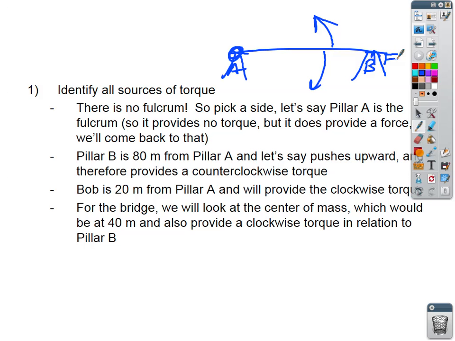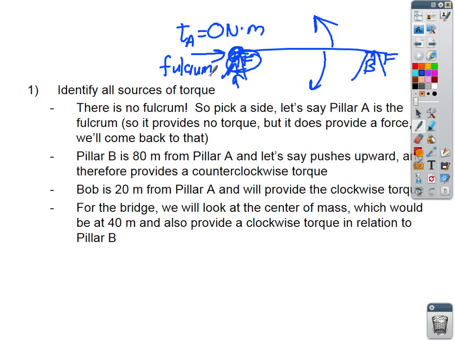There's a force from pillar B pushing upwards. A is pushing upwards as well, but it's pushing on the fulcrum, so is there any torque from A? No. The torque of A in my initial scenario here is 0 Newton meters because the fulcrum is at A. Okay? Bob is 20 meters from pillar A. He will provide a clockwise torque. The bridge's center of mass is 40 meters from pillar A, and will provide a clockwise torque.